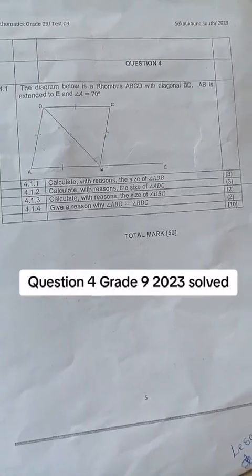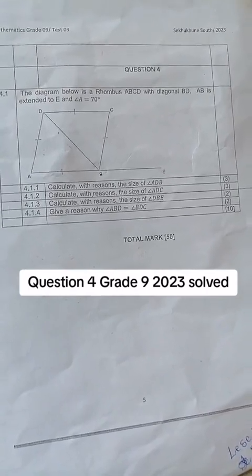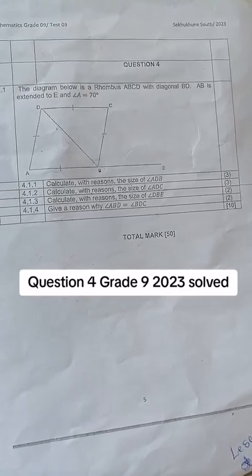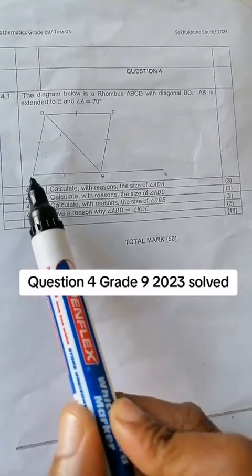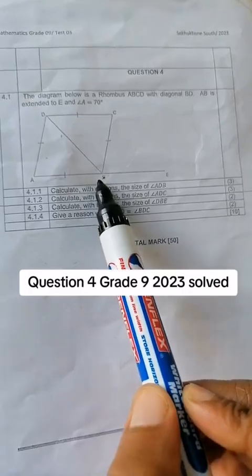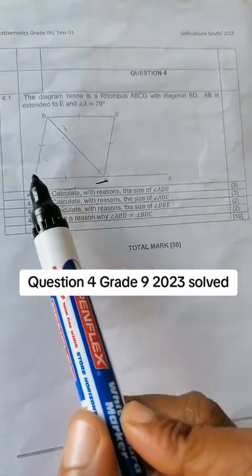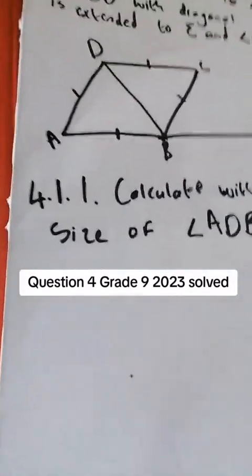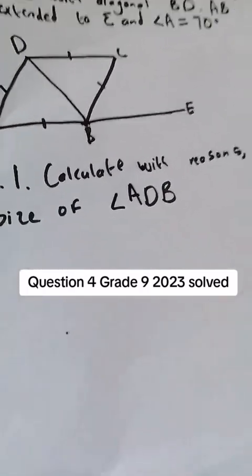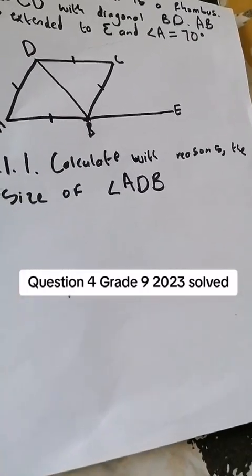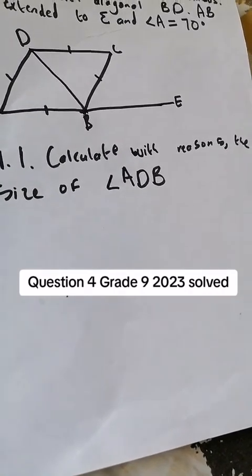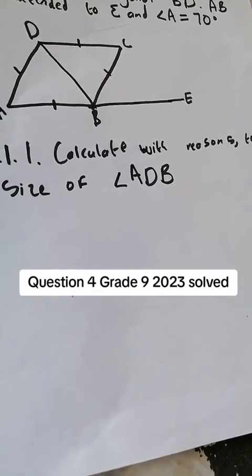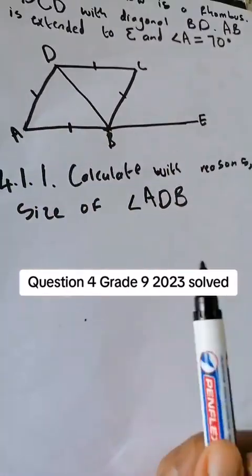So this question was weighing like 10 marks. The first question, they're saying calculate with reasons the size of angle ADB. So they're looking for the size of this triangle. Let's move here so that we can write down. I just wrote this down so that we can have somewhere to write. So we are focusing on this triangle now.